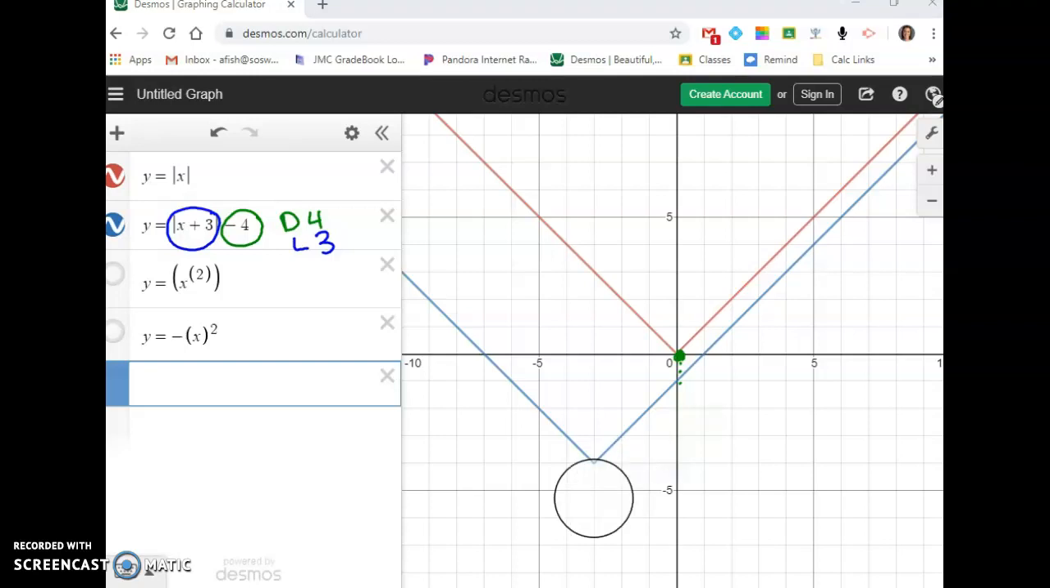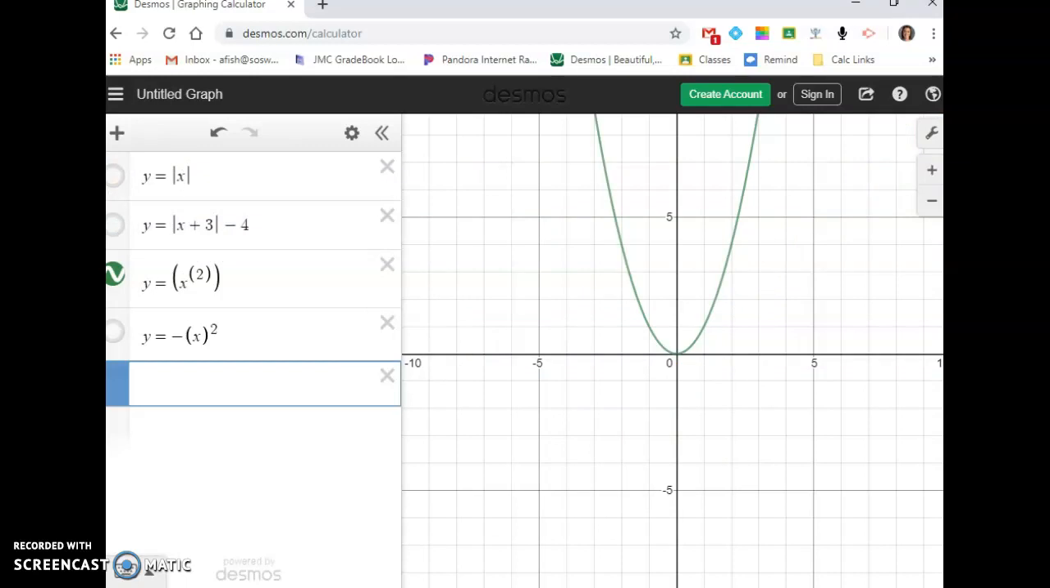So if I'm looking at my parent function, this is my parent function here of y equals x squared. Notice this should be a reflection over the x-axis because I have that negative outside of my parentheses. So let's double check it. It should flip down, and in fact it did. So then we could add in all of these different combinations to figure out, okay, what is a reflection with a translation? What exactly does that look like?